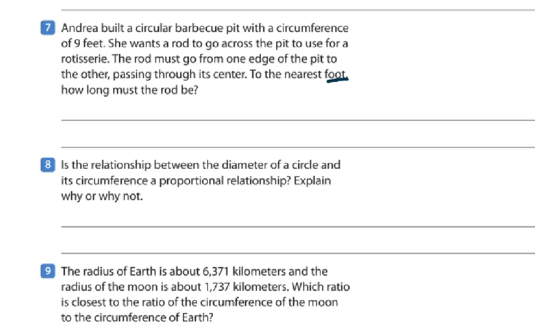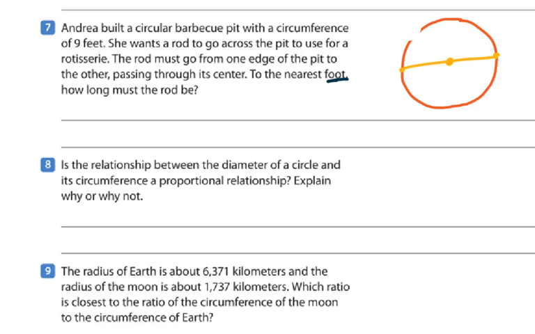So, I like to draw pictures. Here's my barbecue pit. It's circular. And she wants a rod to go across the pit through its center to make the rotisserie. So I'm going to draw my rod, and there's my center. And the information I have is this. The red part is 9 feet.